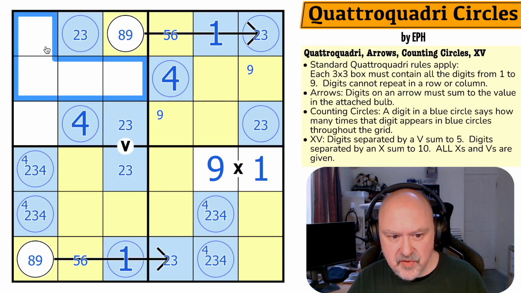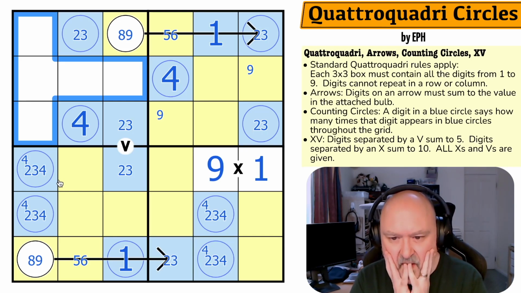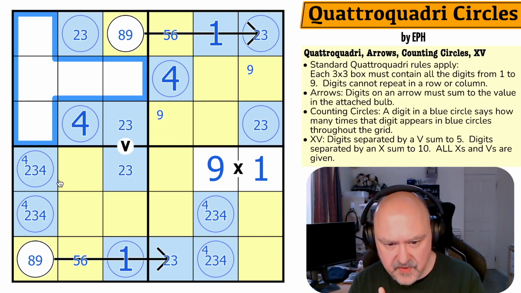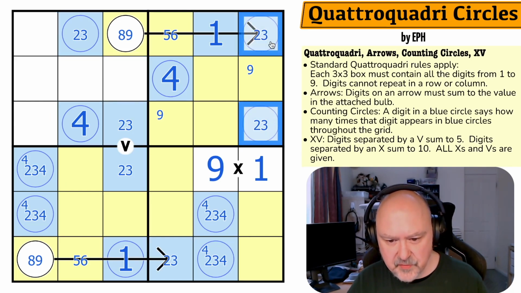I don't know that I need a low digit in this box. But there is... Oh, no. Circles, circles, circles. I must put 3 3s into circles. There is definitely a 2 and a 3 in here. So one of these is 2.